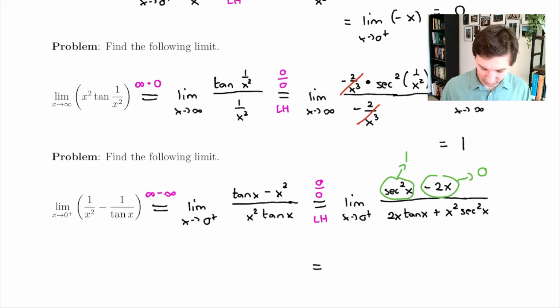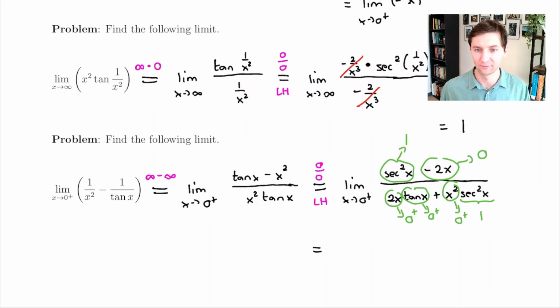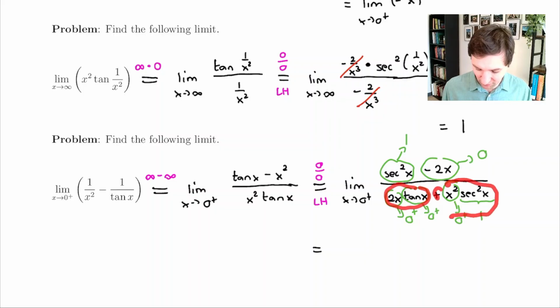In the denominator, 2x gets closer and closer to 0. And tangent of x also gets closer and closer to 0. What's more, both of these terms get closer and closer to 0 from the right side. In the second term in the denominator, x squared gets closer and closer to 0 from the right, and we said that secant squared gets closer and closer to 1. Which tells me that in the numerator, I have 1 minus 0, so that gives me 1. In the denominator, I will have 0 plus, and here 0 times 1 is 0.